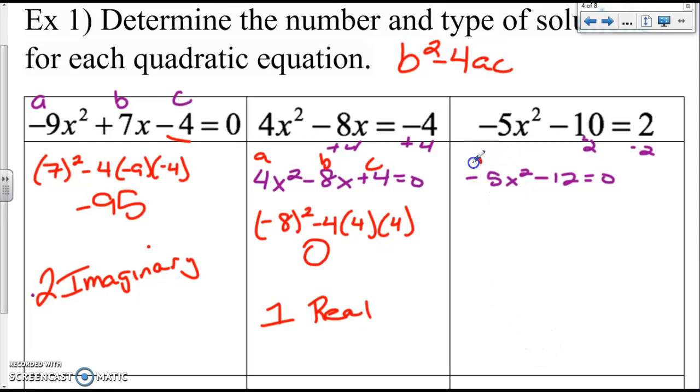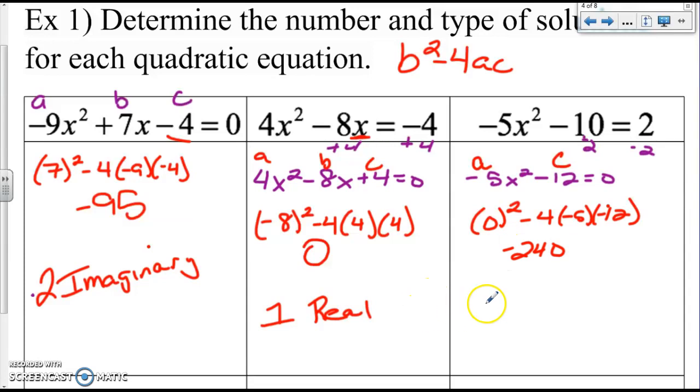Okay, the last one, I have a, but I don't have a b here. And the reason I don't have a b here is because I don't have this term, I don't have an x there. So when I plug this in, b is 0, there's nothing there. So 0 squared minus 4 times a times c. And if I type that in my calculator, I get -240. So again, a negative is 2 imaginary solutions.